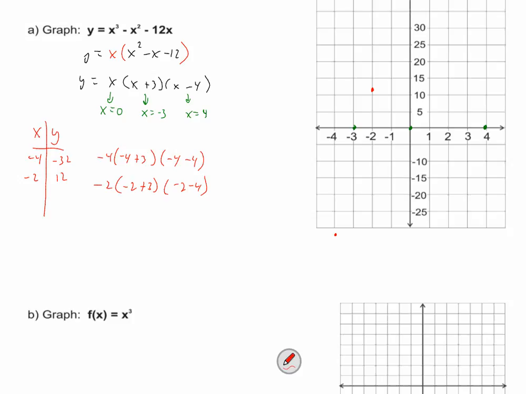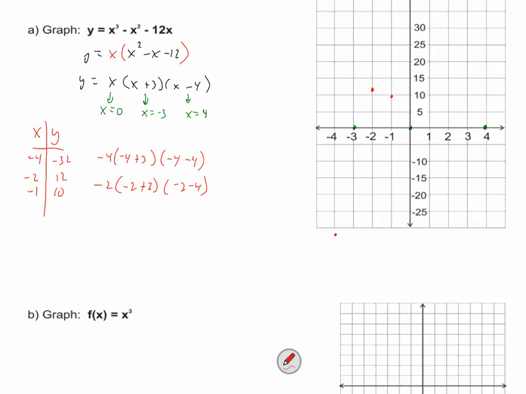I'm going to do negative 1. And at this point, for time's sake, does everyone understand how I'm getting the y values? I'm either putting it into the original function or I'm putting it into the factored form of the function. All right, so the next point's going to yield 10. So negative 1 is 10.